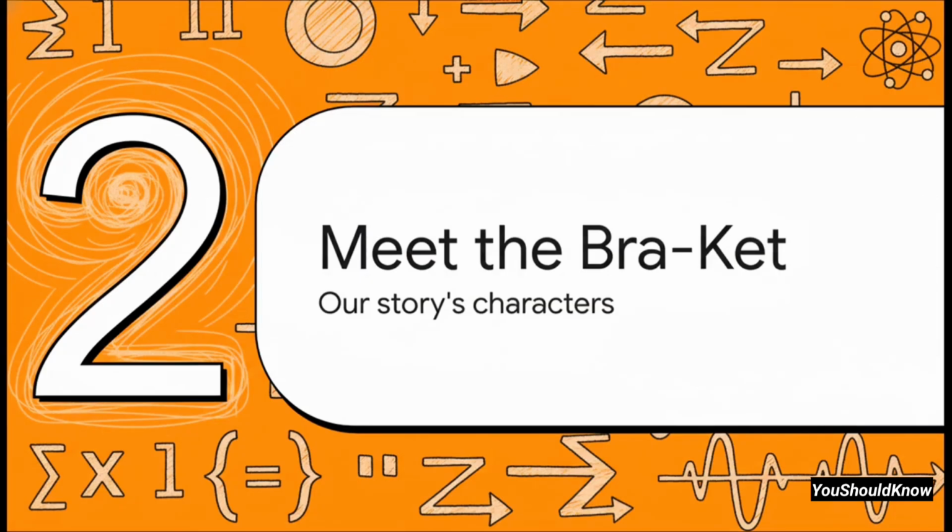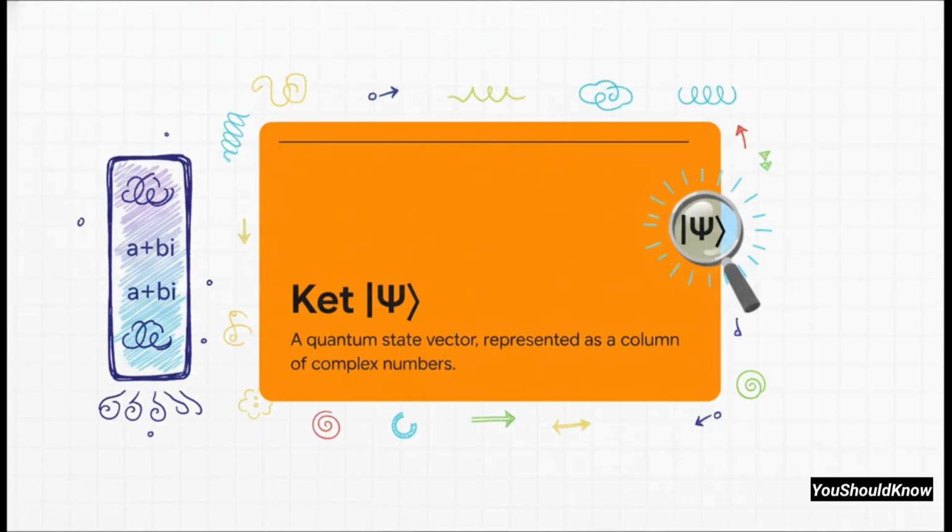Okay, so how do you actually work with these powerful new vectors? Well, a physicist named Paul Dirac came up with this absolutely brilliant notation. And it's all built around two key characters in our story, the Ket and its partner, the Bra. So first, let's meet the Ket. It looks like this. This is basically our go-to way of writing down a quantum state.